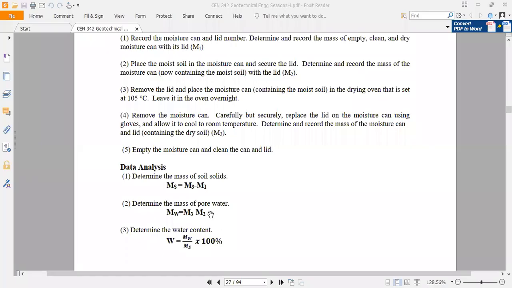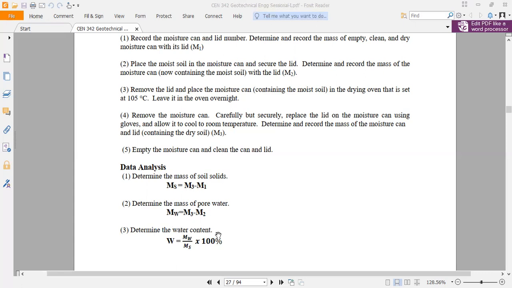In this case, one thing I will mention: you will get a negative value, because if we dry the soil sample, the water will be gone. Okay, no, actually I am wrong. You won't get a negative value. We already deducted M2 from M3. We didn't deduct M3 from M2. So after deducting M2 from M3, we got MW.